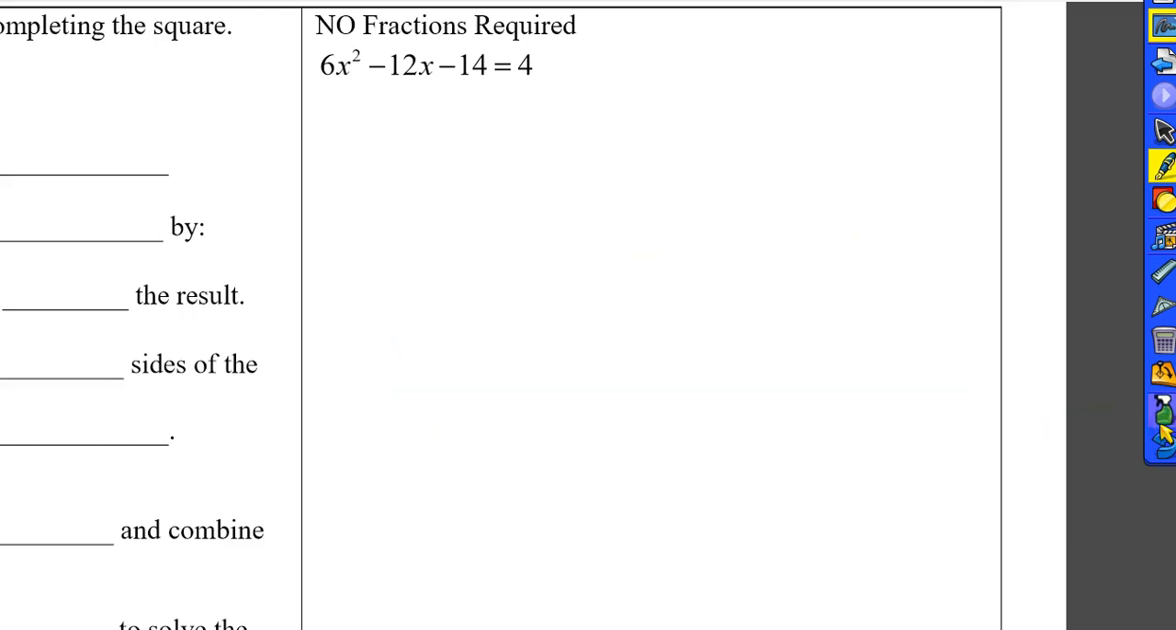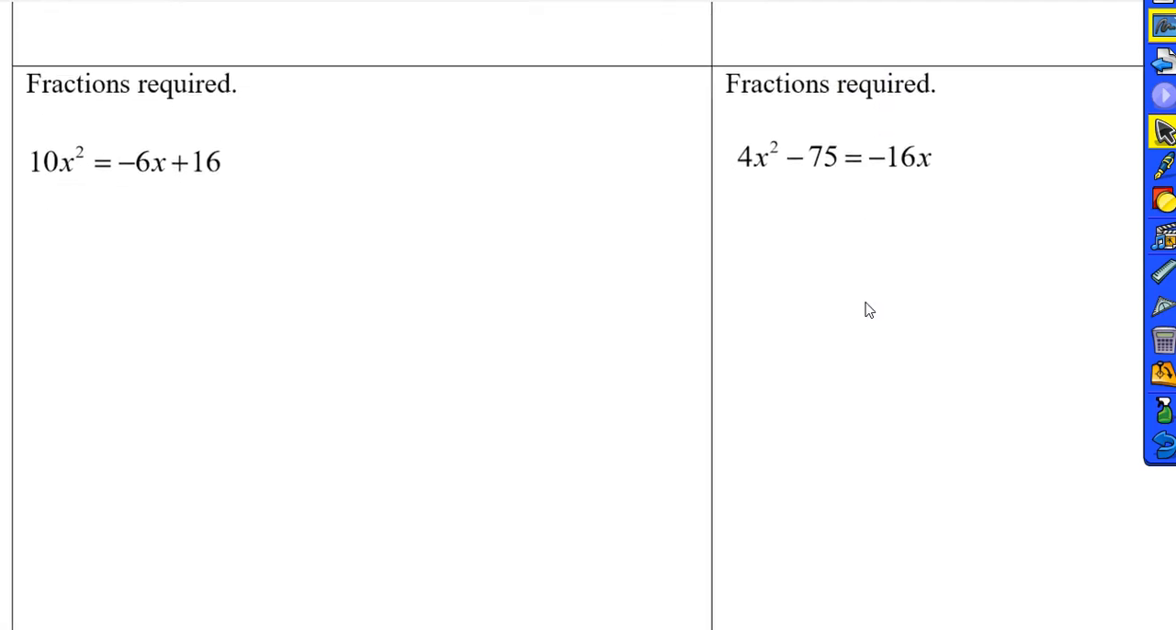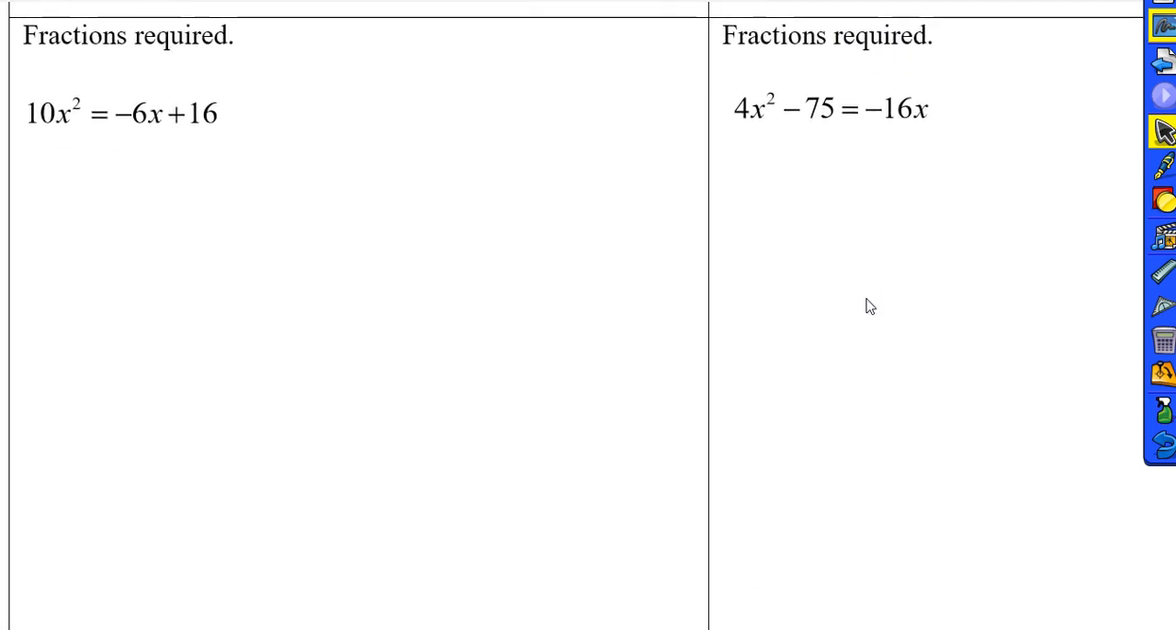Okay? All right. So the next two situations that I've presented to you both require fractions, but they incur different types of frustrations. First let's take a look at our problem on the left. We have 10x squared equals negative 6x plus 16. It's not in the right form. So I'm going to want to add 6x and put it over here so the x's are on the same side. So 10x squared plus 6x, leaving open a space to complete the square, equals 16.